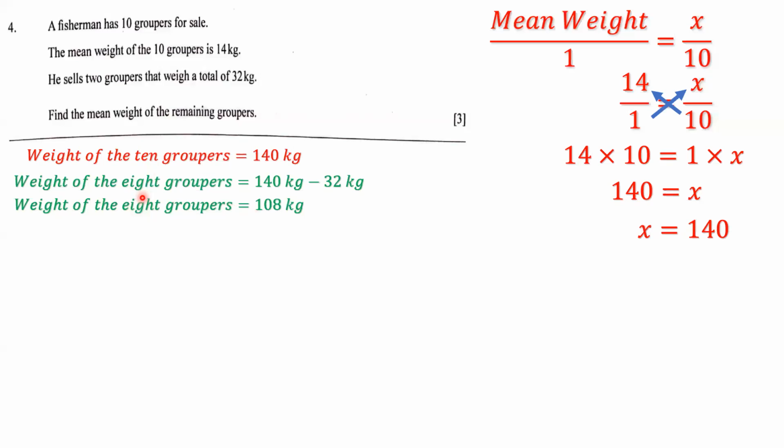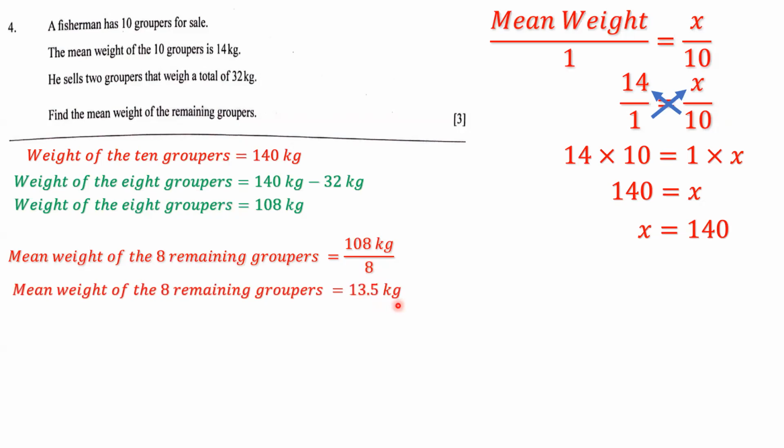It says to find the mean weight of the remaining groupers. Well, we know that the weight of the 8 groupers is 108 kilograms. We just figured that out because we subtracted the 32 kilograms, which is the weight of the 2 groupers he sold. And then all we've got to do now is divide this amount by 8, because if you're trying to find the mean weight of the 8 groupers, we're going to take the sum of all of the 8 groupers, which is 108 kilograms, and divide it by the amount of groupers that we have, which is 8. And so 108 divided by 8 is going to be 13.5 kilograms. So the mean weight of the 8 remaining groupers is going to be 13.5 kilograms.